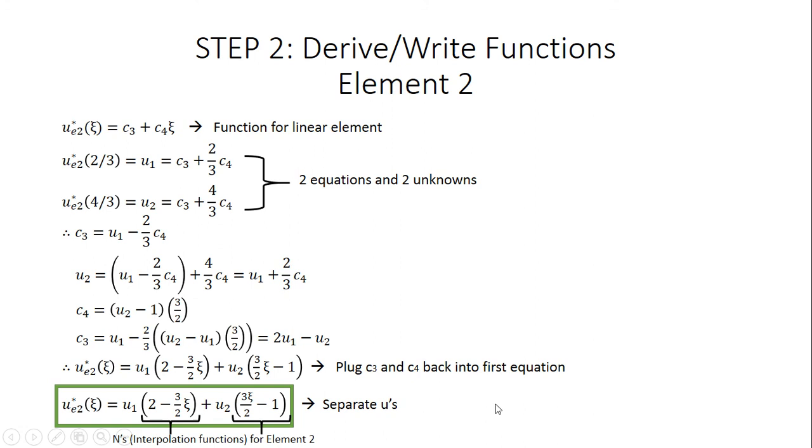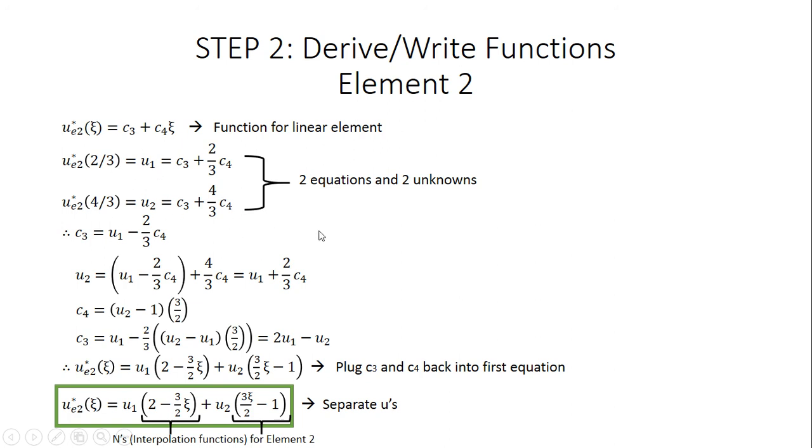Again, we're going to do the same thing for element 2. We are going to use that same function for the linear element, so ue2 star of z equals c3 plus c4z. Again, same thing, so element 2 this time goes from 2/3 to 4/3. So we're going to plug that into that equation, set it equal to our displacement at u1 and our displacement at u2, because 2/3 is at u1, 4/3 is at u2.